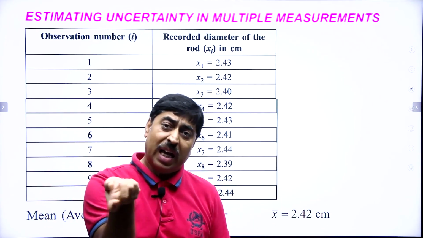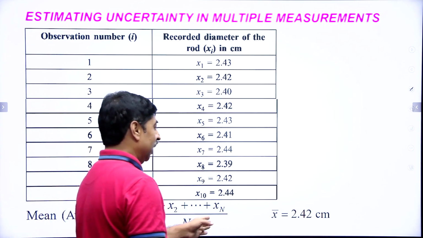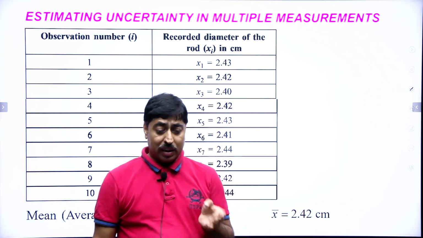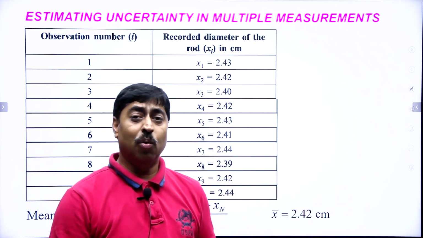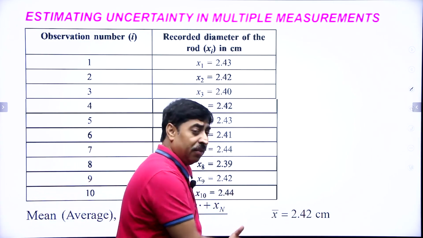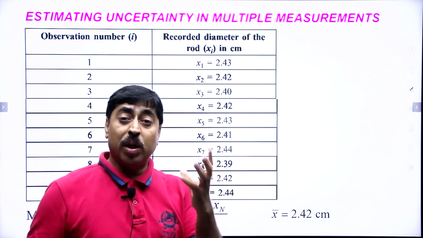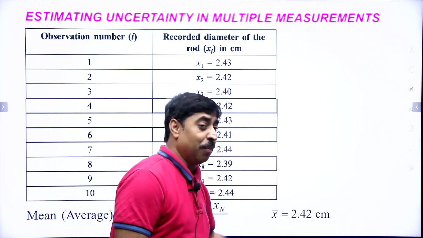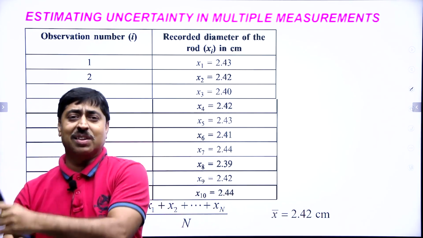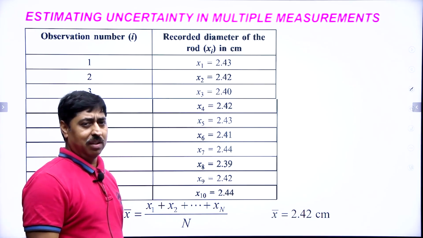This statement has some uncertainty, right. But the best estimate according to me is 2.42 centimeter. But there is some uncertainty in that. What is that uncertainty? Now, you ask me, how much uncertainty is there? You are saying that diameter is 2.42 centimeter, but how much uncertainty is there in this measurement? Please quantify that uncertainty, and this is what I am trying to tell you, how to find that uncertainty.